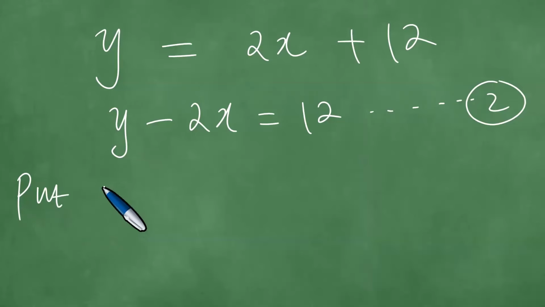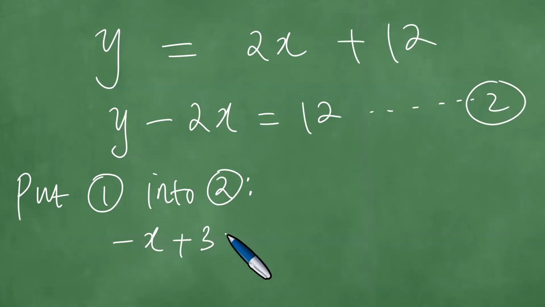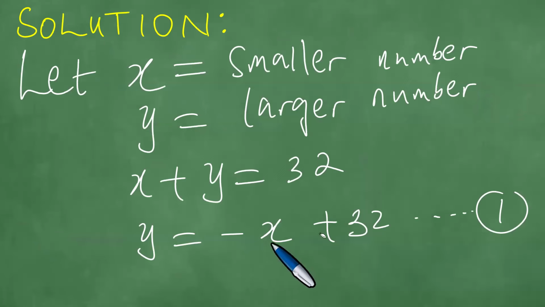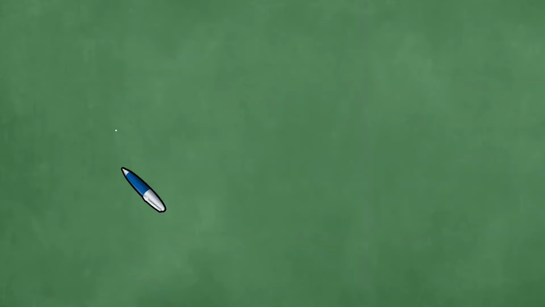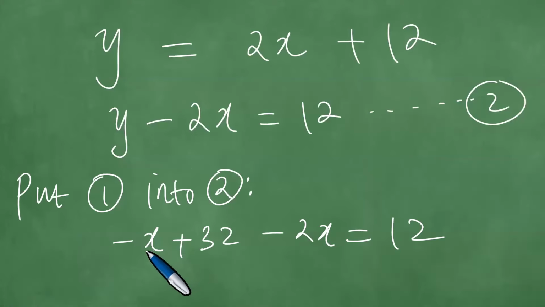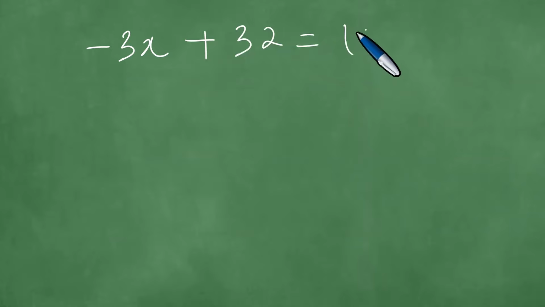We proceed to put 1 into 2. In the place of y, you put minus x plus 32, because we know that y is minus x plus 32. But now we have minus 2x equals 12, so we have minus x minus 2x, which is minus 3x, plus 32, and the result is 12.